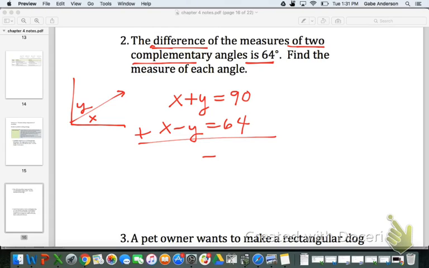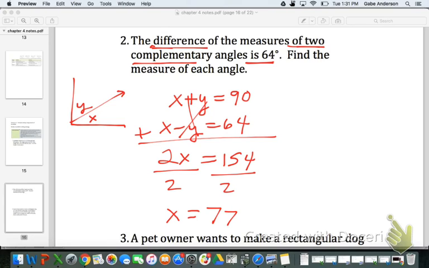154. Close. I agree with the 154, but I don't agree with the x. So what would x be? x is 76? Does that make sense? X plus x is 2x. And then you divide both sides by 2. There we go. So when you divide 154 by 2, do you know what that is? 77. 77, yep.